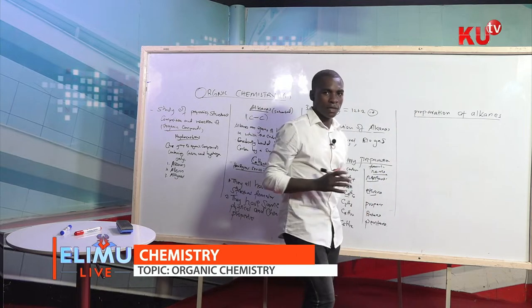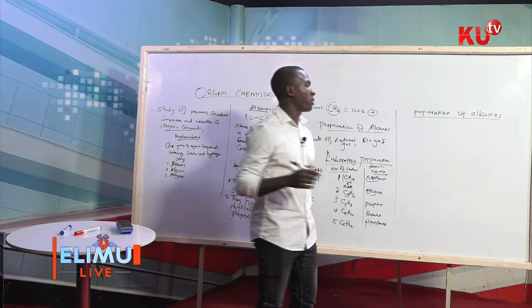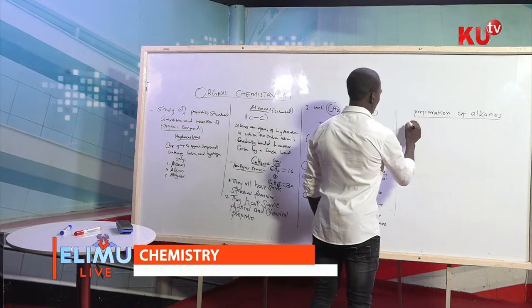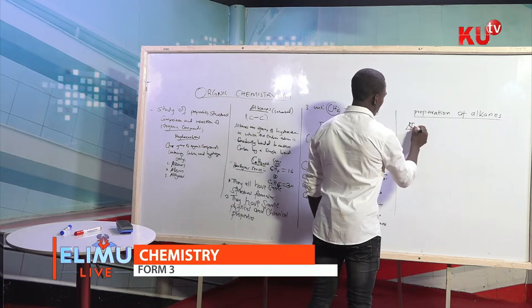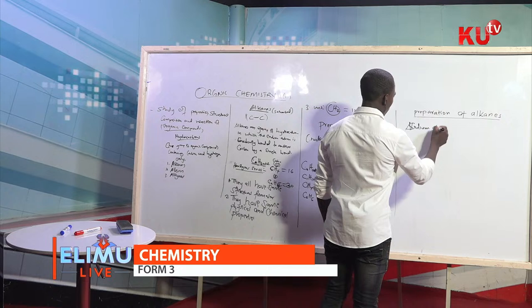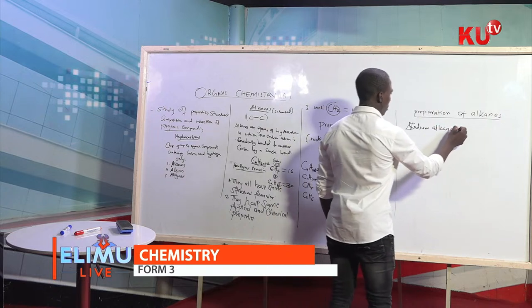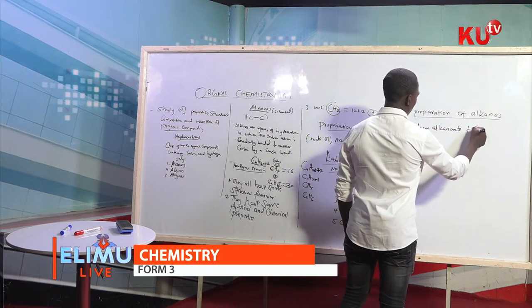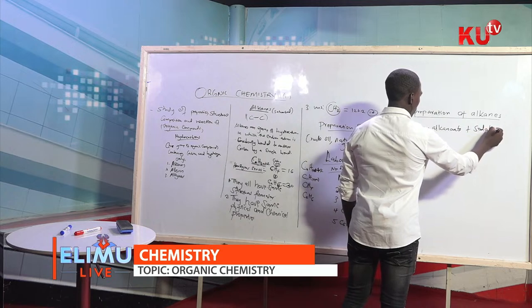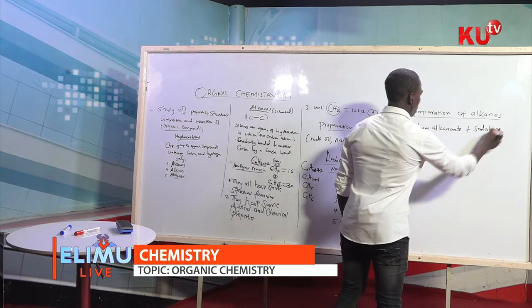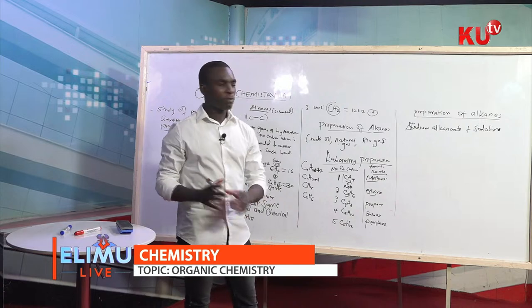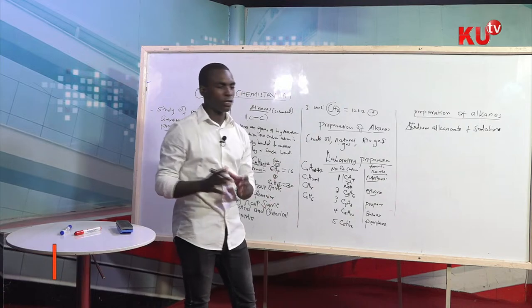So alkanes in the laboratory are simply prepared by reacting sodium alkanoate, that is sodium alkanoate, and soda lime. We prepare alkanes by reacting sodium alkanoate and soda lime.